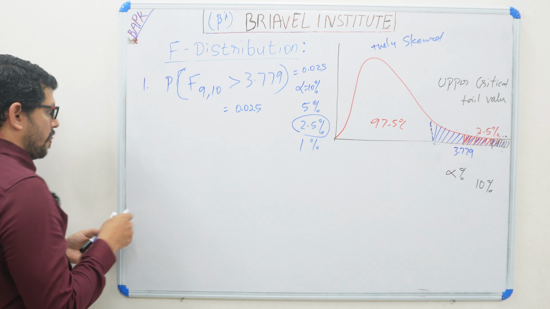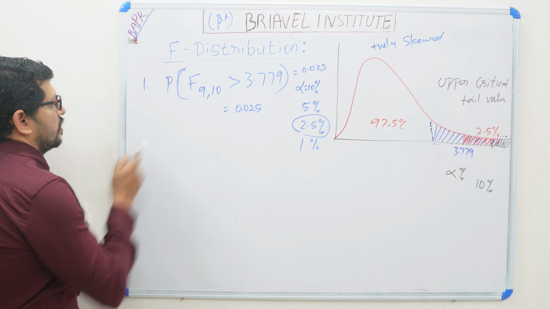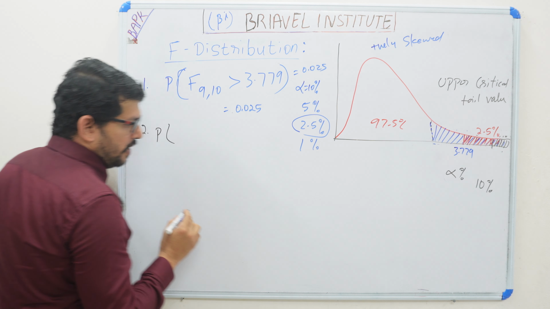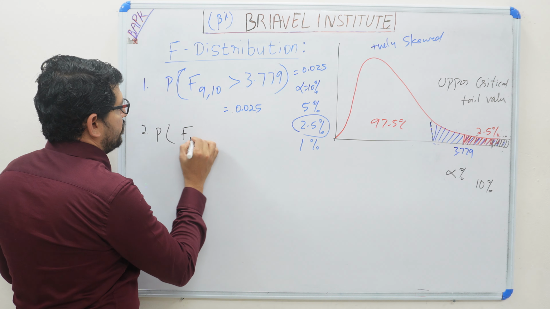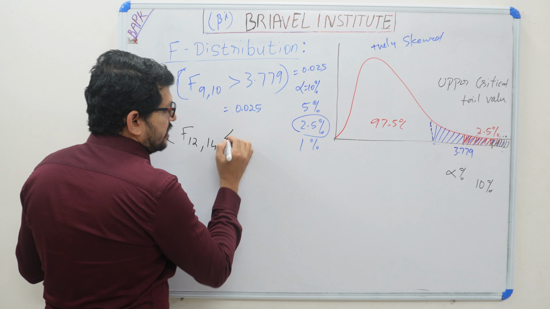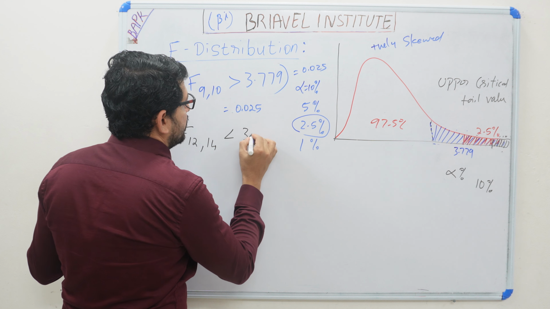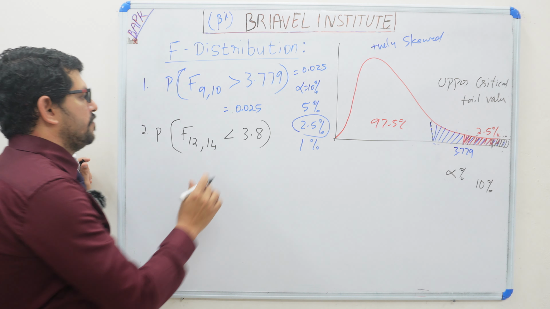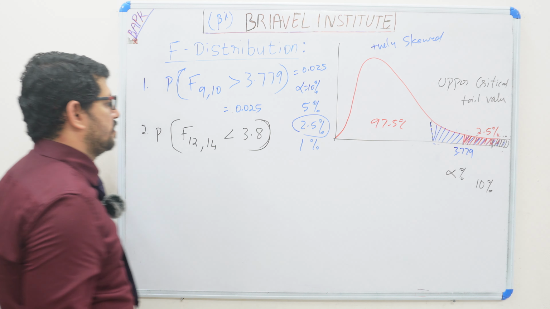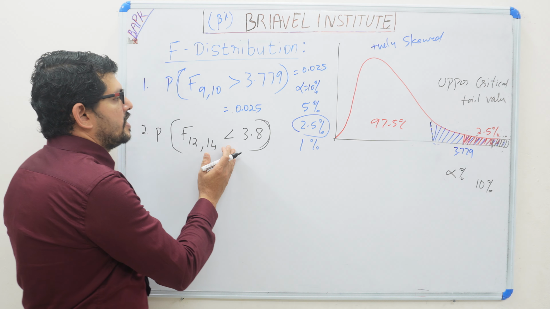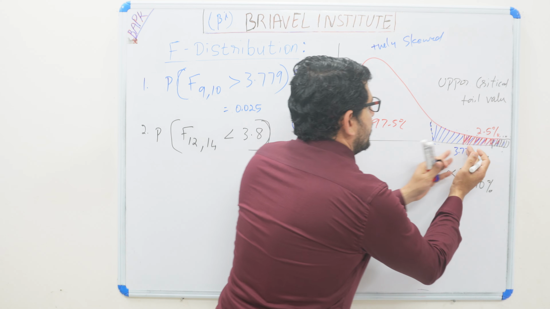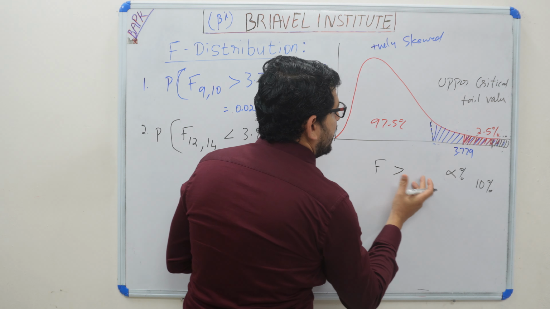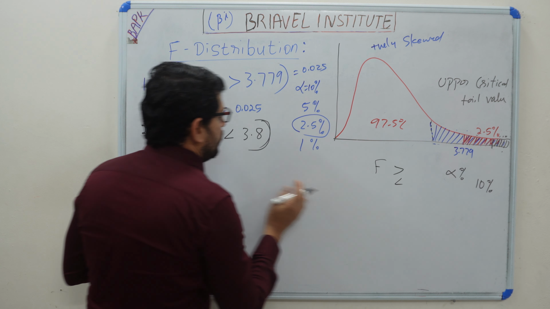Second problem. Probability of F12,14 less than 3.8. Here it is a less than. F values always say the upper critical level, so it is always greater than. F values always speak about the greater than. Here it is a less than, so we need to change it.